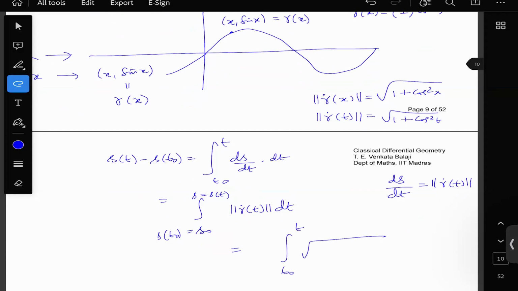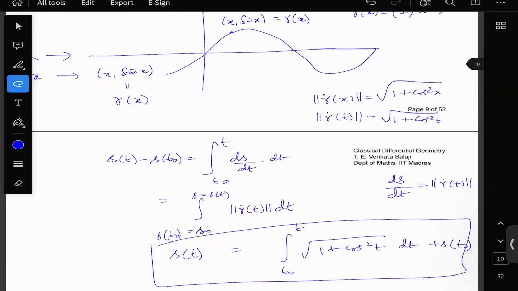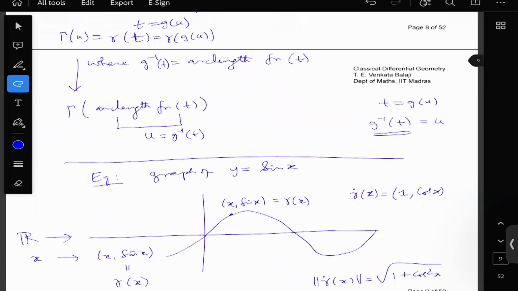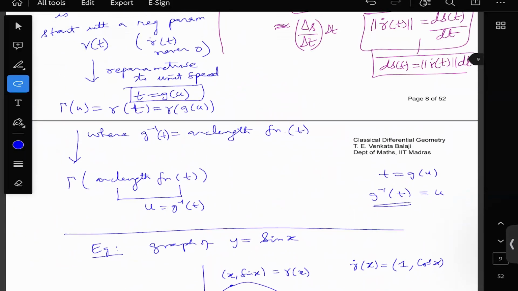All right, root of 1 plus cos squared t dt. Okay, now this is my arc length function. So s of t is this plus s of t naught if you want. This is my arc length function. And what is my substitution? My substitution is I have to invert this arc length function. The substitution is t equal to g of u, where g inverse is the arc length. Therefore g is the inverse of the arc length function.